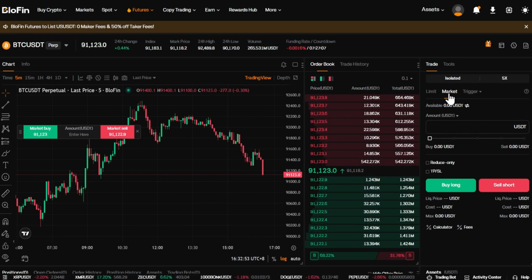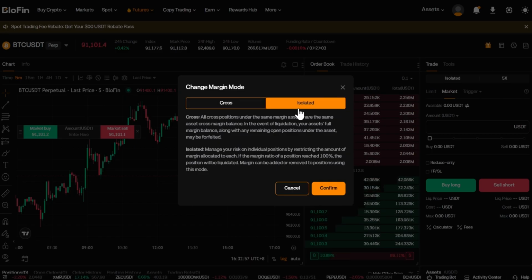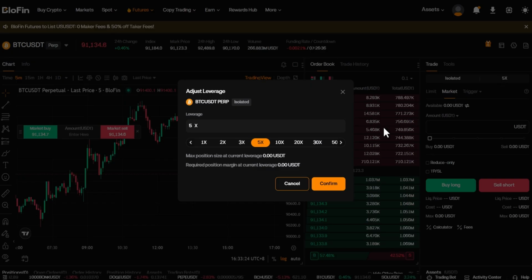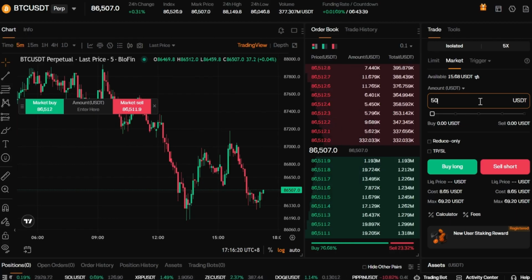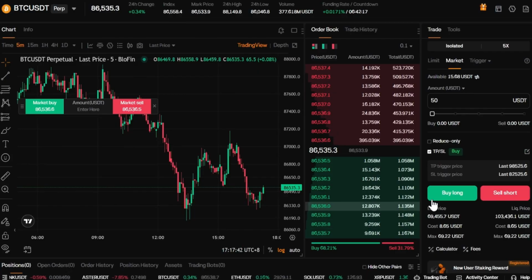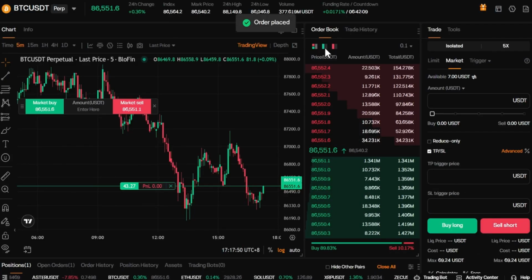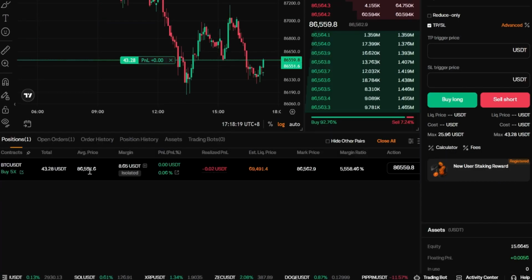Next, choose your leverage type. You can use cross margin or isolated margin. Personally, I always use isolated margin because it limits your risk to only that specific position. If the trade goes wrong, you only lose what you put into that trade. You can use high leverage on these platforms. But for beginners, I recommend starting with 5 times to 10 times leverage until you're comfortable with how the market moves. Enter your trade details, confirm everything looks good, then click buy long or sell short to open your position. Once your order is filled, you can view it under the Positions tab at the bottom of the screen.